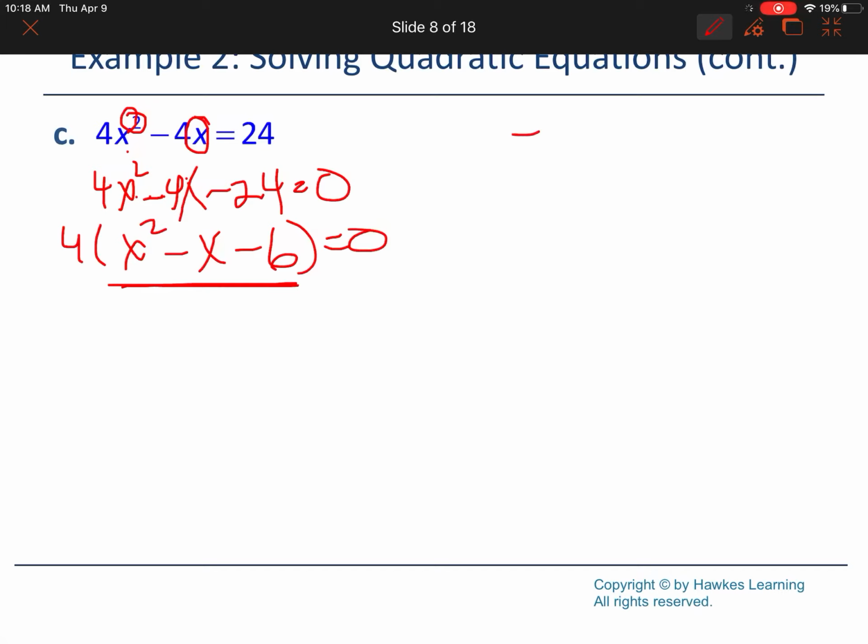I'm looking for two numbers that multiply to be negative 6, but they add up to be negative 1. And so if it's negative 6, that means there's a positive and a negative, and they have to be only 1 apart, because when I add them together, I'm just getting negative 1. So that's going to be 3 and 2. And I want my answer to be negative, so the bigger one has to be the negative one, right?